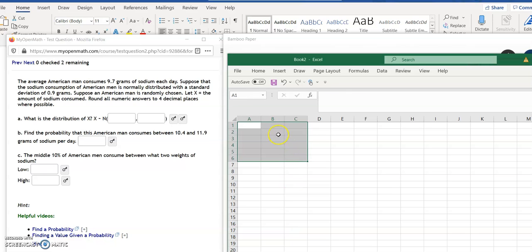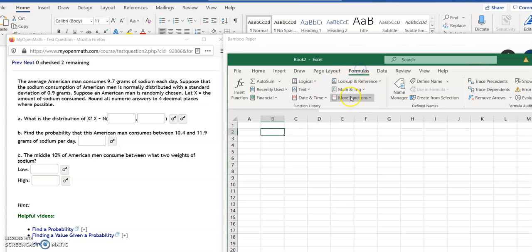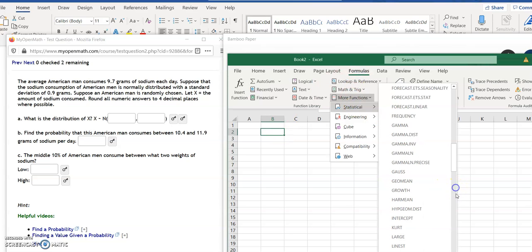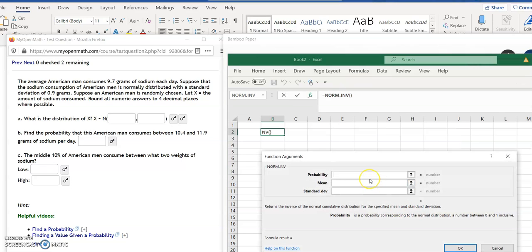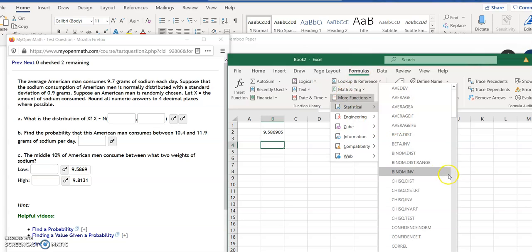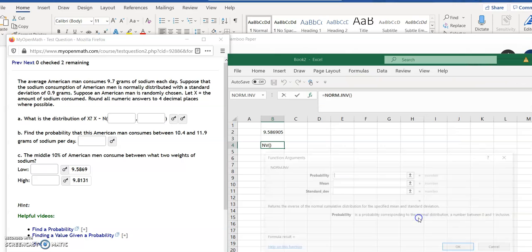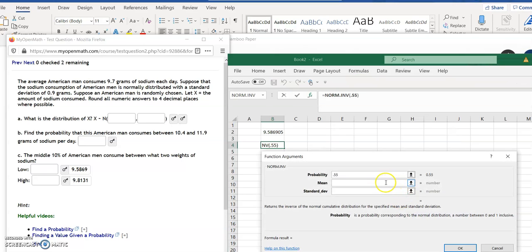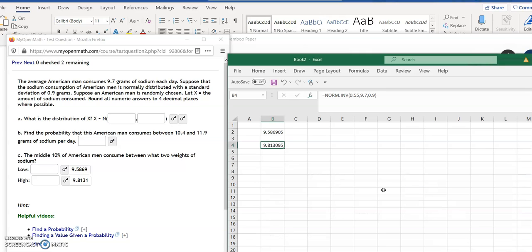This will be the last one of today. Formulas, more functions, statistical, norm.inv, probability 0.45, mean 9.7, standard deviation 0.9. That gives 9.5869. And the higher one, formulas, more functions, statistical, norm.inv again, 0.55, 9.7, 0.9. There we go.